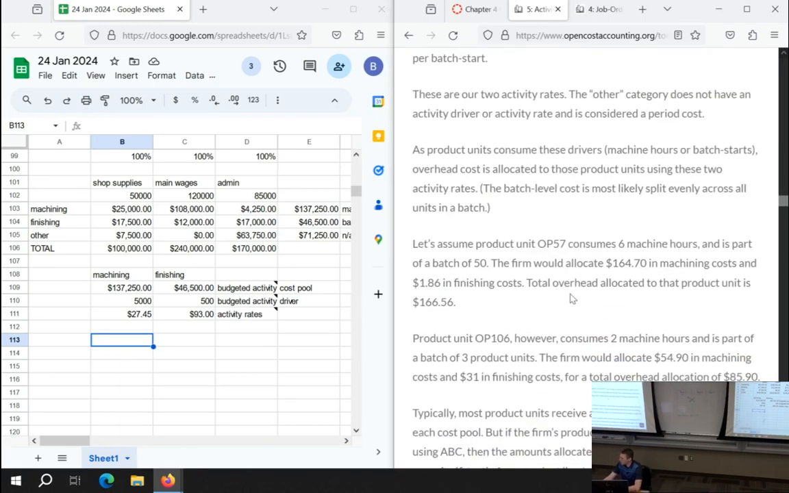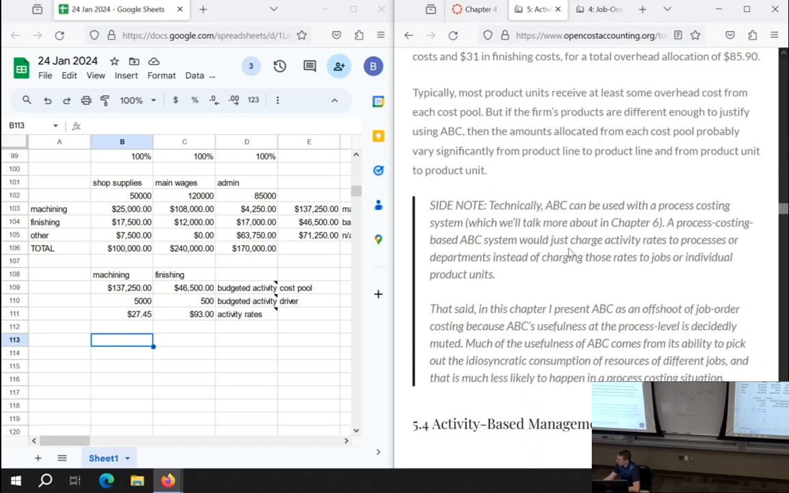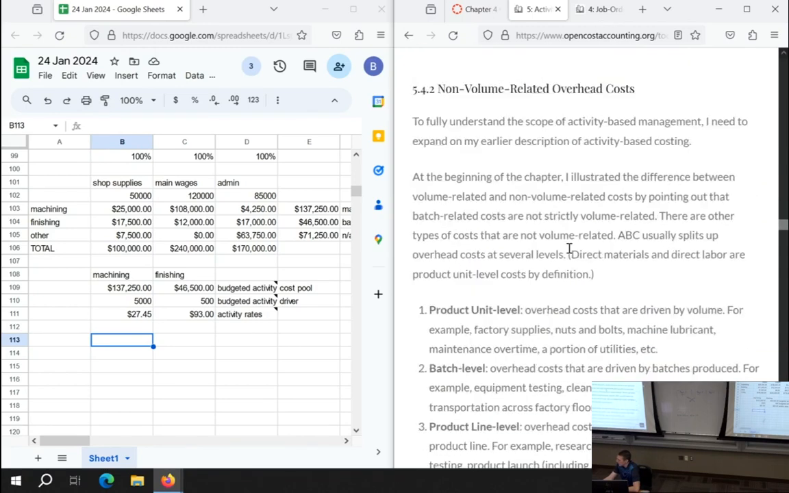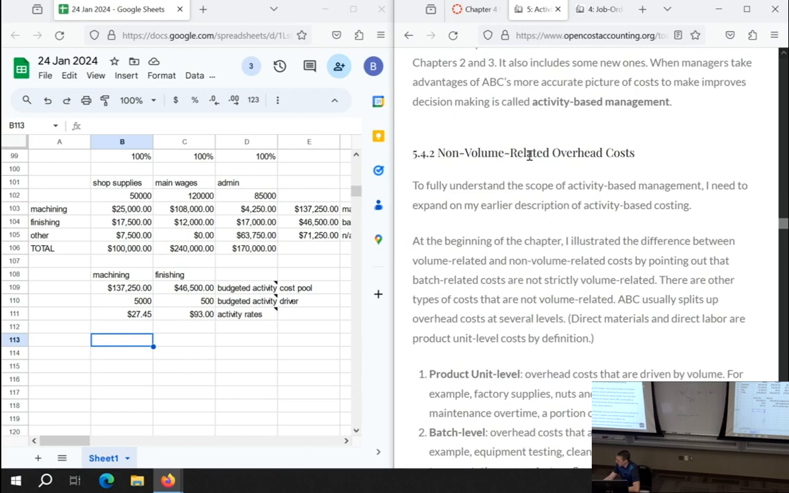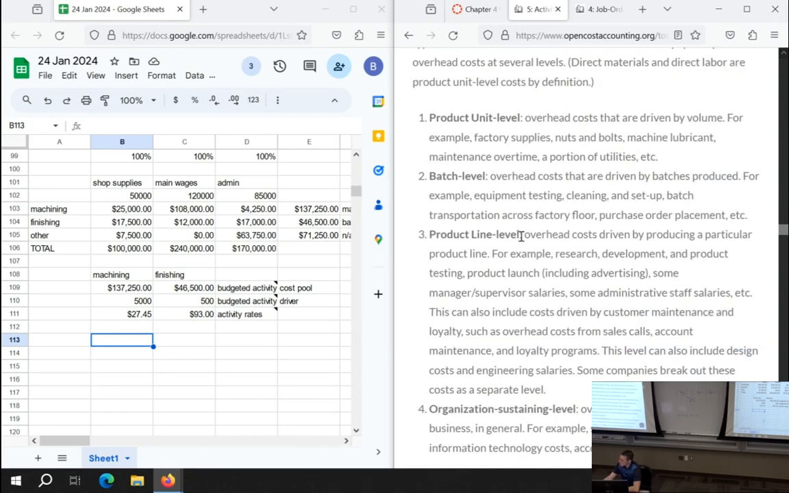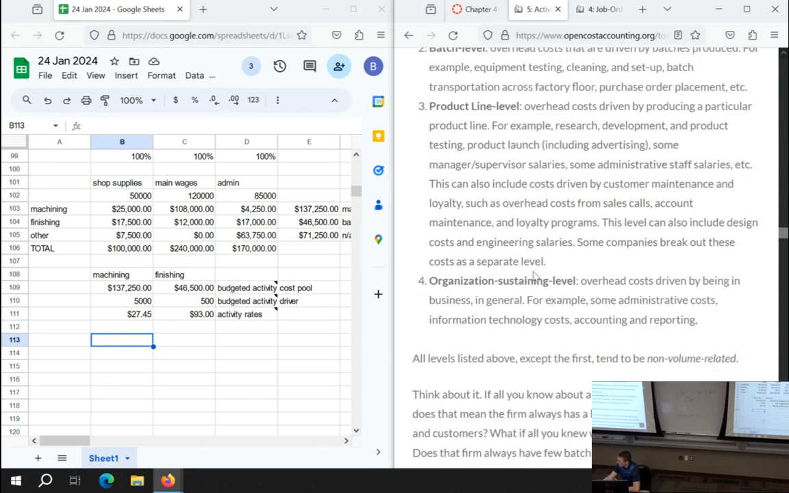Okay, that should set us up, and I think you could even, with some additional help from the textbook if you want, I said it, but non-volume related overhead costs, you can start on some 5-1 questions. We'll also talk about that coming Monday.